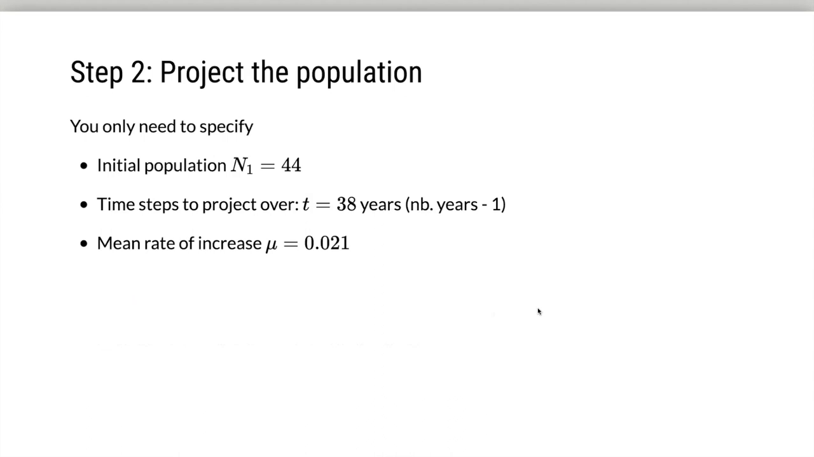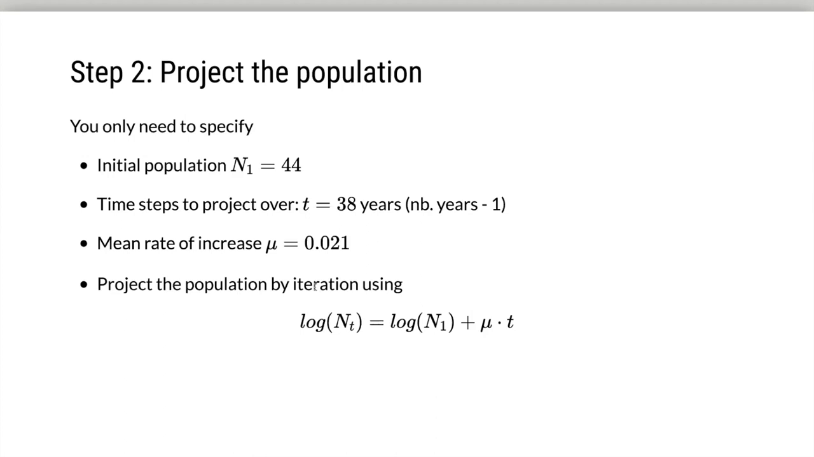So let's project this population starting from an initial population size of 44 bears. That was just before the 60s. We are trying to project over the same number of years as the data series to compare our prediction with the real data. So it's 30 years in our case. The number of time steps to project over, we also call it the projection depth, which means the number of years that we run our model for. So we just calculated the mean rate of increase, which is equal to 0.021. So using these three quantities, we can project the population from 1 year to the next using the equation I showed you just before.